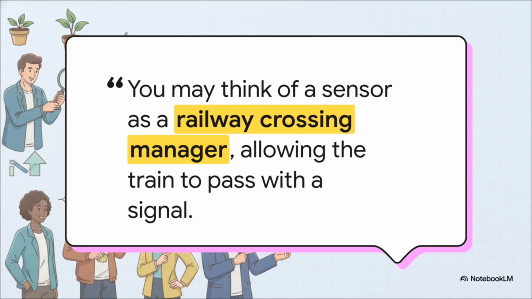I love this analogy. It explains the sensor's job so well. Just imagine the sensor, the photodiode, is like a railway crossing manager, and the water is a train waiting to pass.